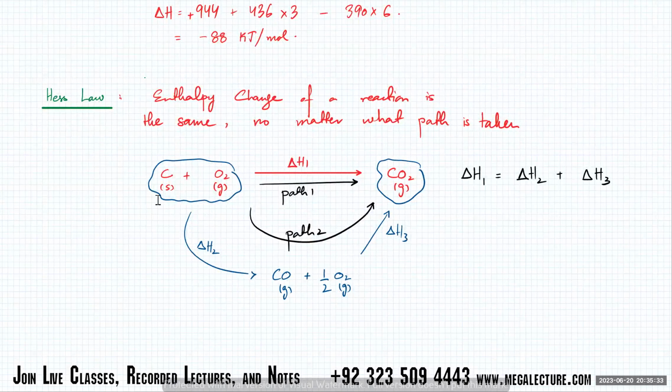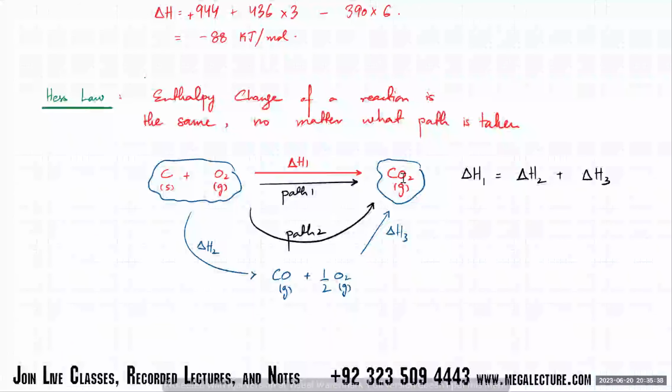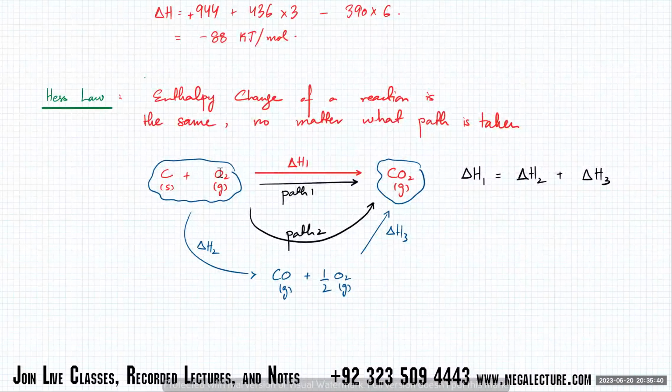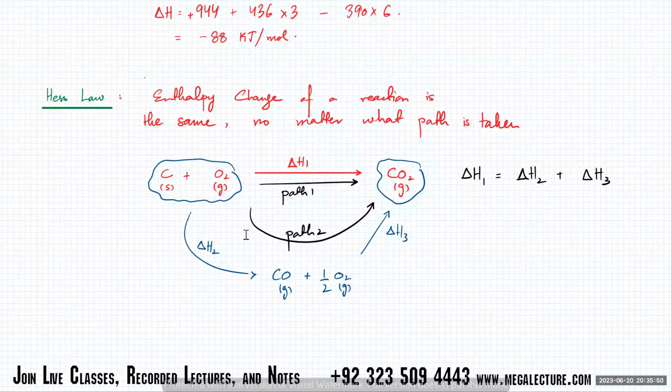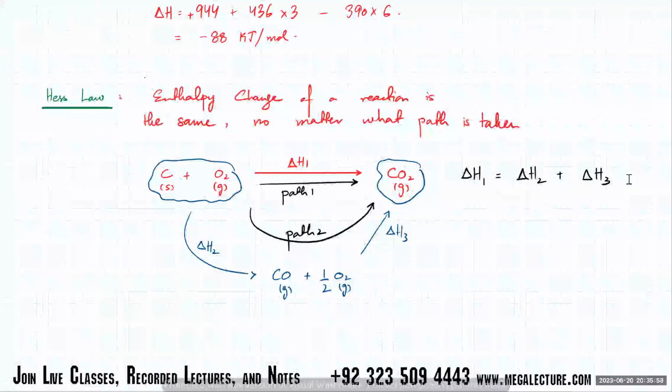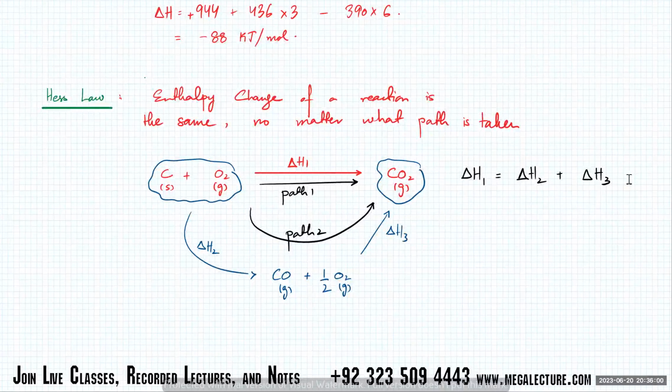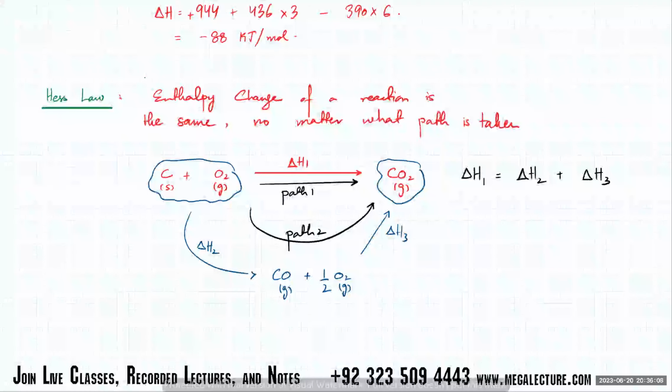So if you have a reaction, it could follow multiple paths. Carbon and oxygen can react to form carbon dioxide. Similarly, carbon and oxygen can react to form carbon monoxide first, and then carbon dioxide. So enthalpy change 1 is equivalent to path 2, which is enthalpy change 2 plus enthalpy change 3. Hess law helps create these relationships between enthalpy changes, and if you don't know one of them, you can figure it out using the other two.